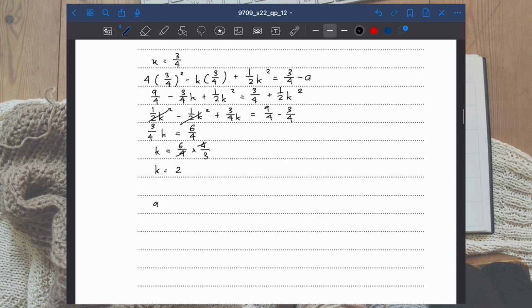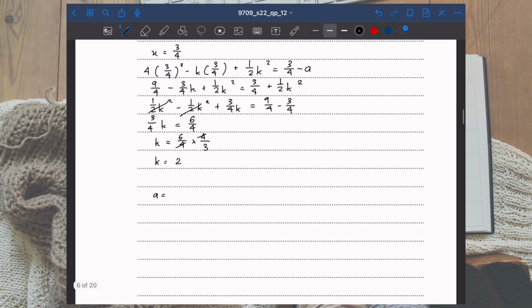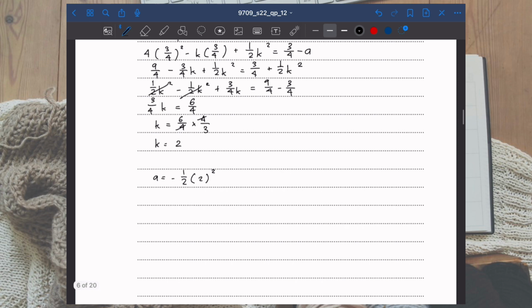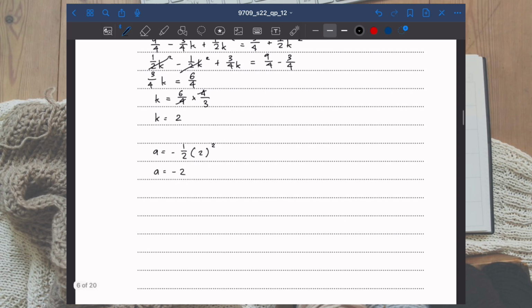So now for our a, it was negative half k squared, so negative 1 over 2 times 2 squared. So 4 times negative half is negative 2. So our values are k is 2 and a is negative 2. That's your answer for part A.